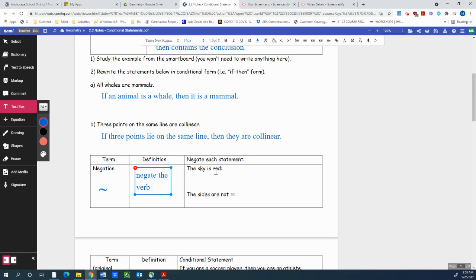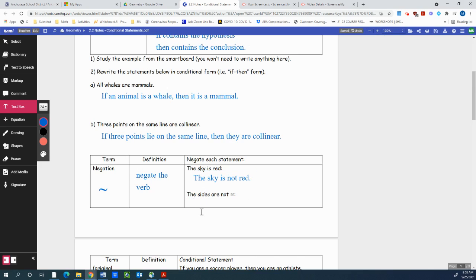Sometimes people do creative things here and they'll say the sky is red. So we're supposed to do a negation on this, and people will say the sky is blue. But really what we want to think about is the verb here is the word is. And so we are going to negate that. The sky is not red.